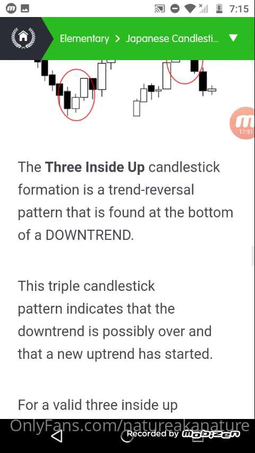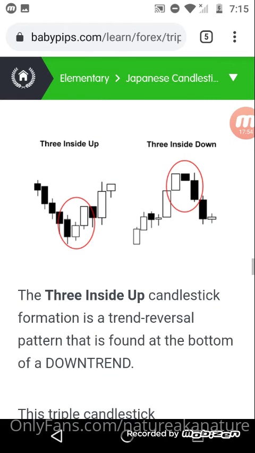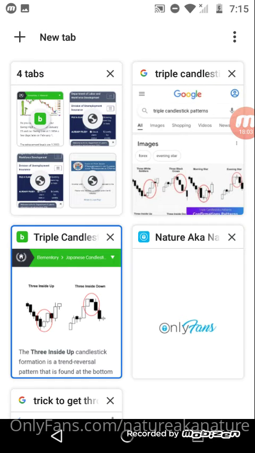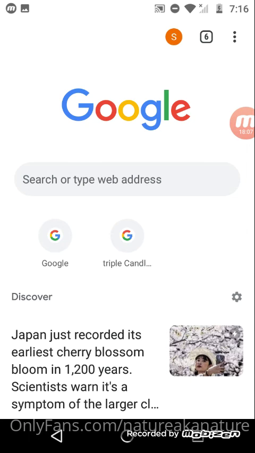Let's see the example. Head and shoulders is something you're going to see a lot. You actually see these a lot in the market, like 85% of the time. You're going to see head and shoulders and inverted head and shoulders triple stick patterns in the market 85% of the time.